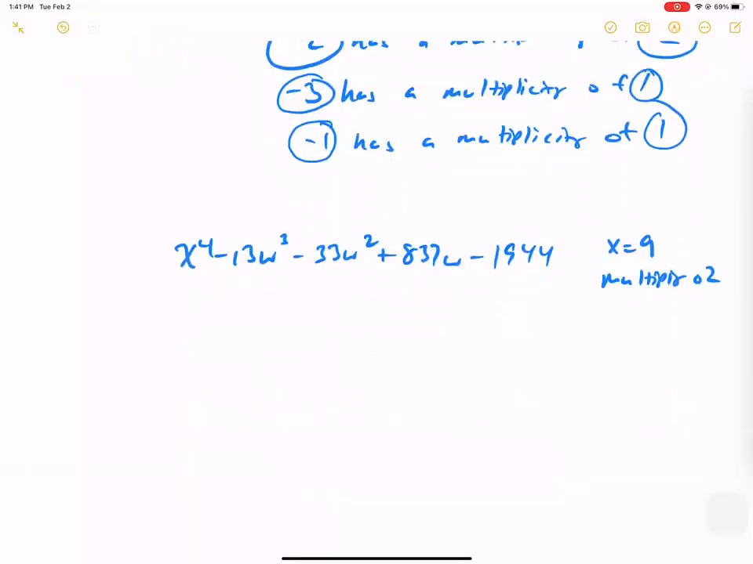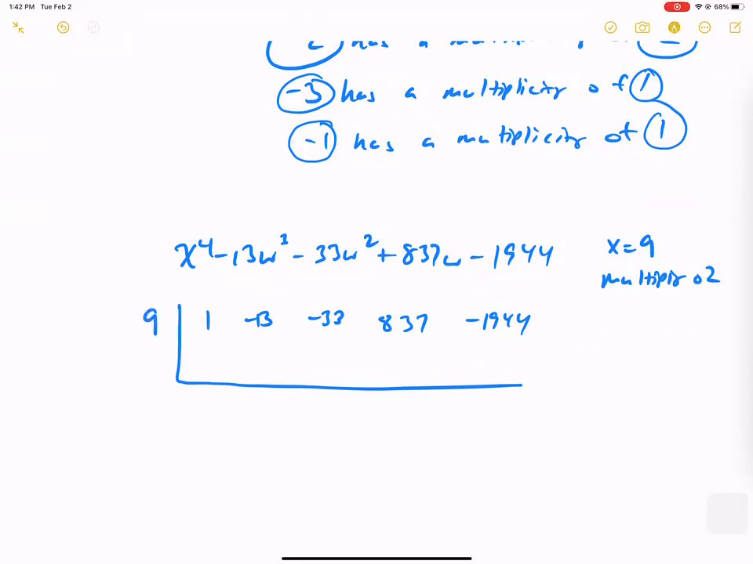So here we go. That's your synthetic division, and we'll take a look here. They told me it happens twice, so I'm going to do it twice. Take a look. Negative 33, 837, and negative 1944. So we said the number 9 is going to be my answer. Okay, 9 is going to be my answer. Okay, here we go. 1 times 9, and so the first one's free. Our factor is going to be x minus 9.